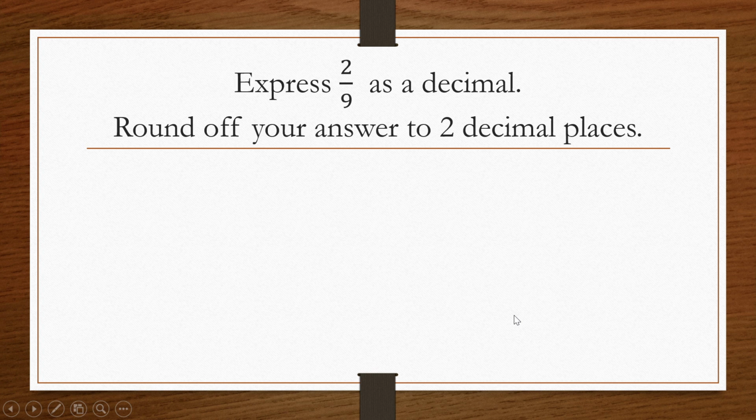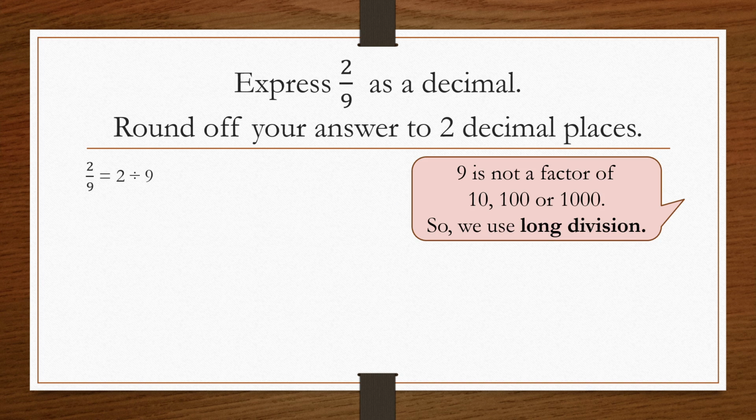Now, for this question, it's going to be a little bit different from what we've done so far, because 9 is not a factor of 10, 100 or 1,000. So in this case, we're going to have to use long division. When you see something in the question stem that says round off your answer to 2 decimal places, it's a clear indicator that you can't use fractions with denominators 10, 100 or 1,000, because you wouldn't get a decimal with recurring decimal points.